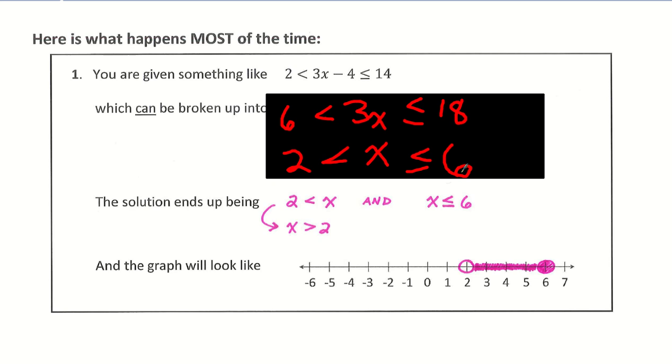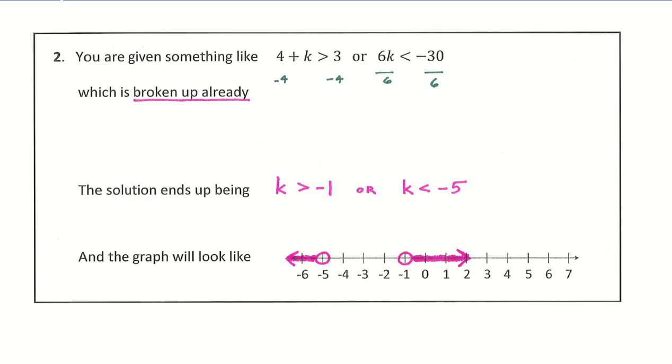So this final answer, which is still sort of in a smushed together double inequality, means the same as this. Either way, it's the same. Now, number 9, they're connected with the word or, and they're already 2 completely separated inequalities. Just solve each of them for x.